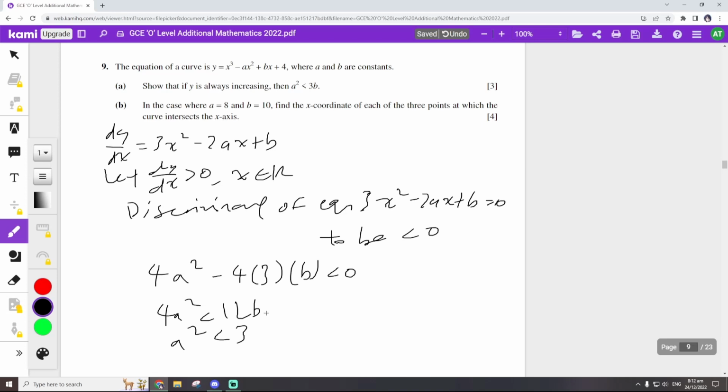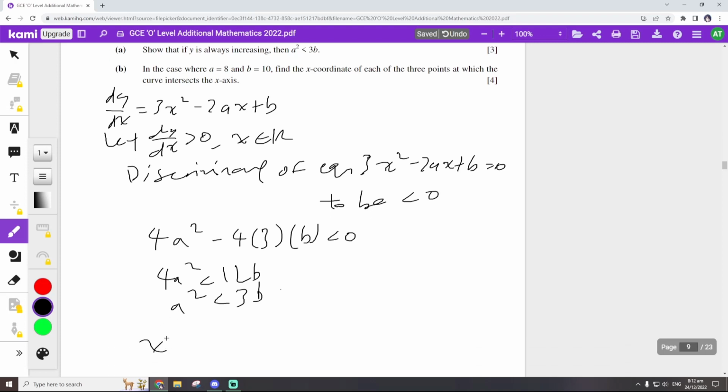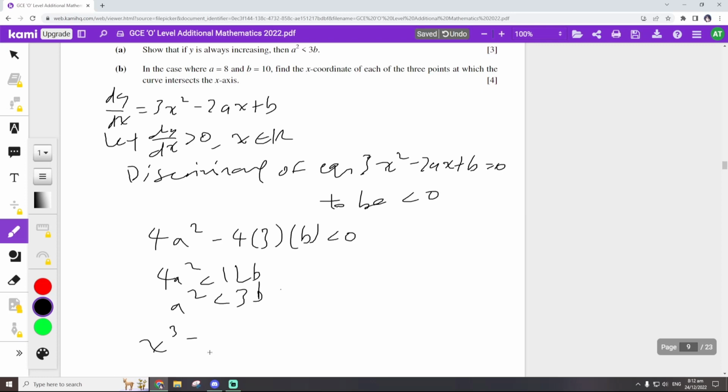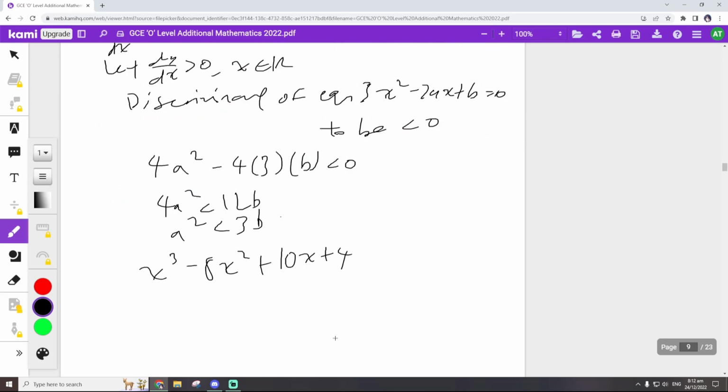Okay, so that's it. If a is 8 and b is 10, find the x coordinate of each of the 3 points where the curve intersects the x-axis. So basically we are solving the equation x cubed minus 8x squared plus 10x plus 4, is it? Yes, equals 0. So this is the standard solving of any cubic equation. Okay. So of course the first step is trial and error for one linear factor, right?